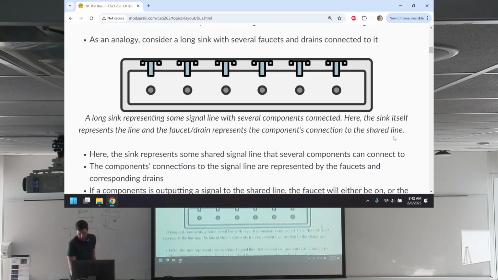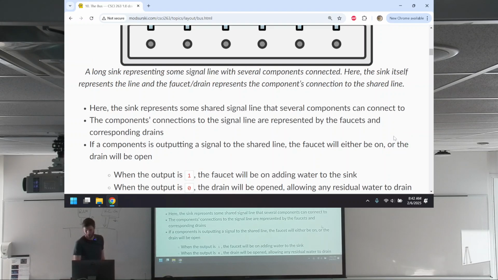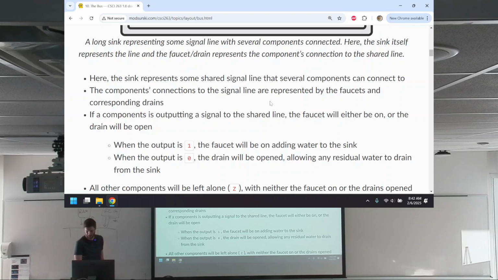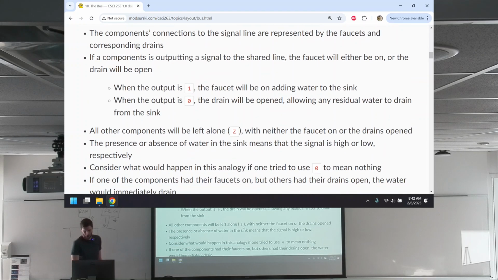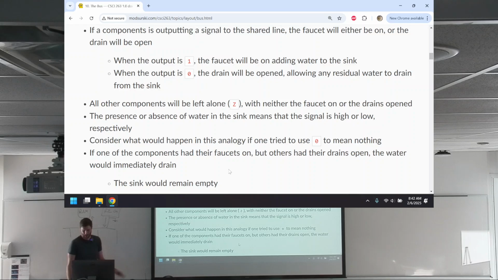The sink represents some shared signal line that several components can connect to. The components' connections to the signal line are represented by the faucets and corresponding drains. If a component is outputting a signal to the shared line, the faucet will be either on or the drain will be open. When the output is 1, that's like the faucet is on, and water is being added to the sink. And when the output is 0, the drain will be opened, allowing any residual water to drain from the sink. All the other components will be left alone, Z, with neither the faucet or the drain open. Okay, like we were just saying.